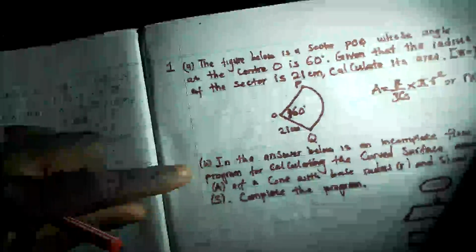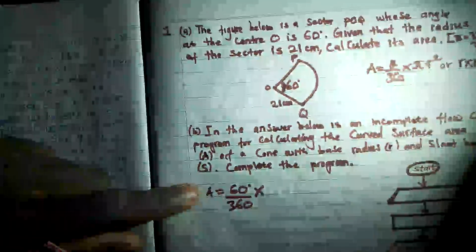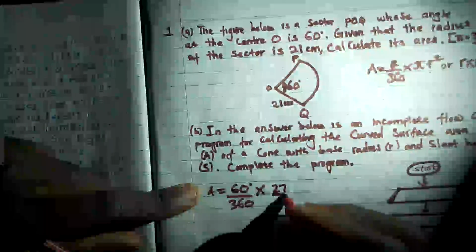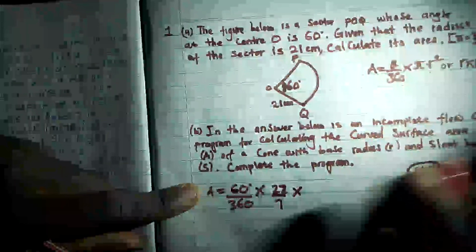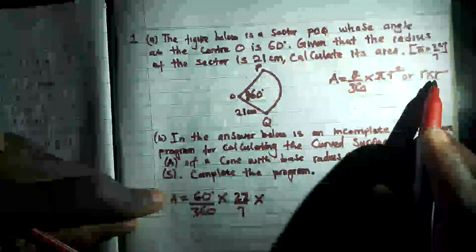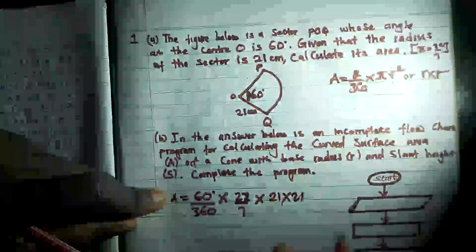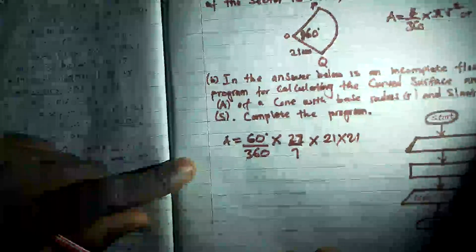So area of the sector is equal to 60 degrees, which is my theta, over 360 multiplied by pi. They said we need to take pi as 22 over 7. So 22 over 7 multiplied by, not 21 to the power 2, but r multiplied by r, so 21 multiplied by 21. That is my radius.